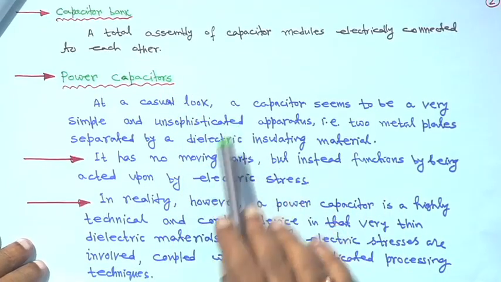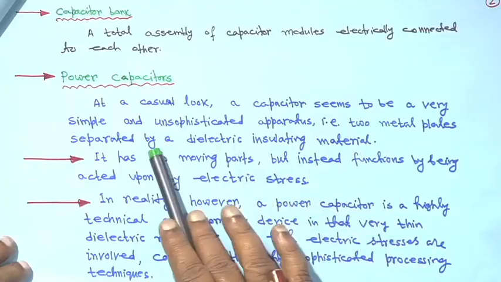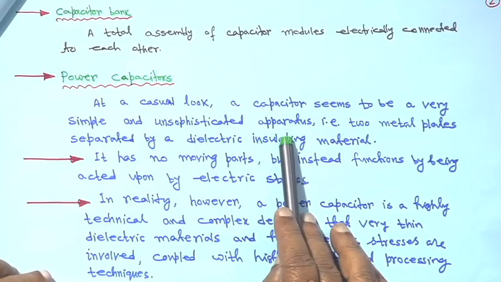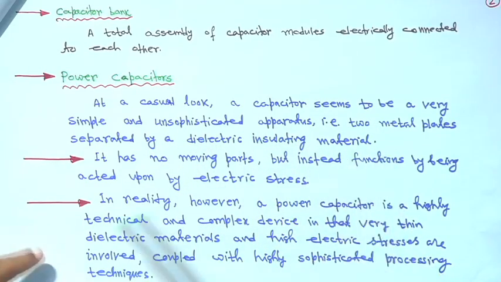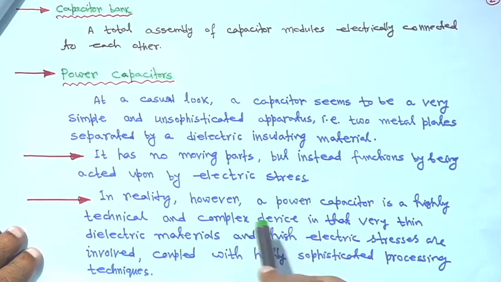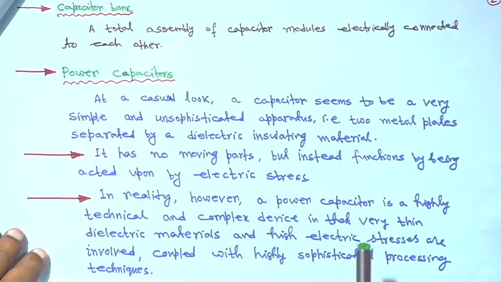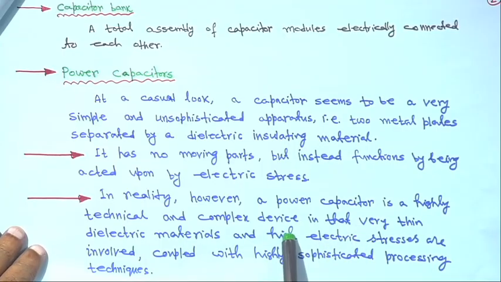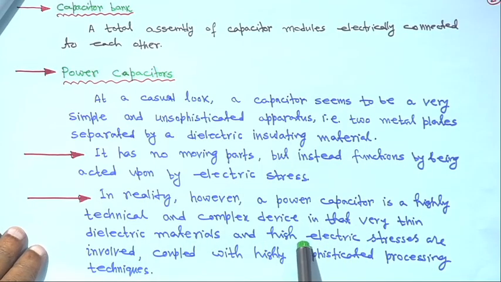At a casual look, a capacitor seems to be a very simple and unsophisticated apparatus, that is two metal plates separated by dry electric insulating materials. It has no moving parts, it is a static device, but functions by being acted upon by electric stress. In reality, however, a power capacitor is a highly technical and complex device, in that very thin dielectric materials and high electric stresses are involved, coupled with highly sophisticated processing techniques.